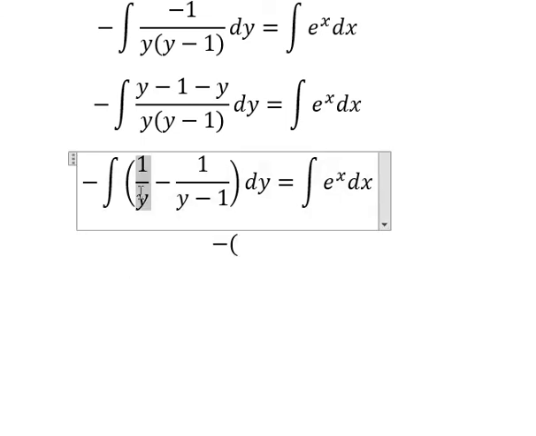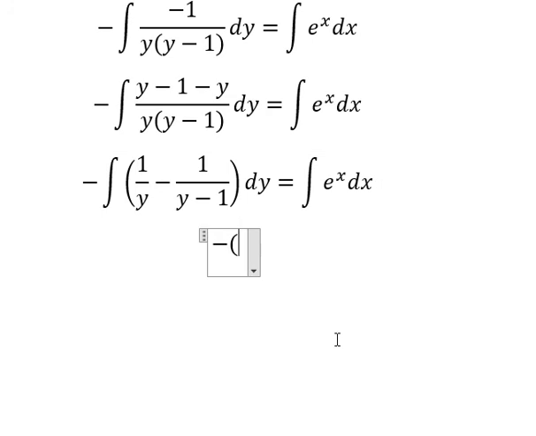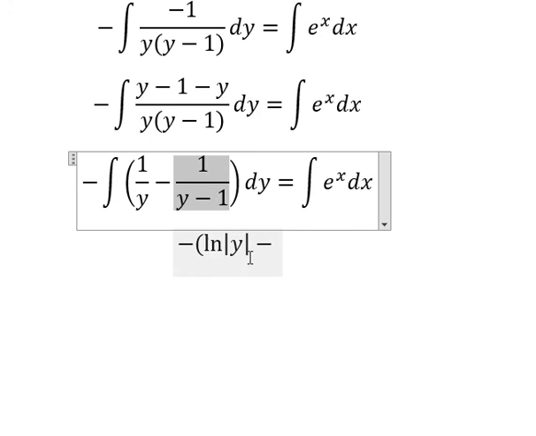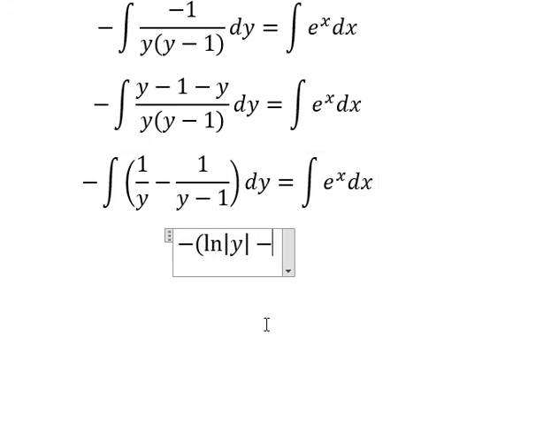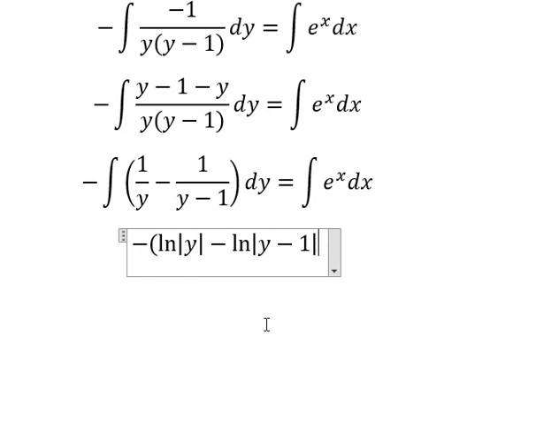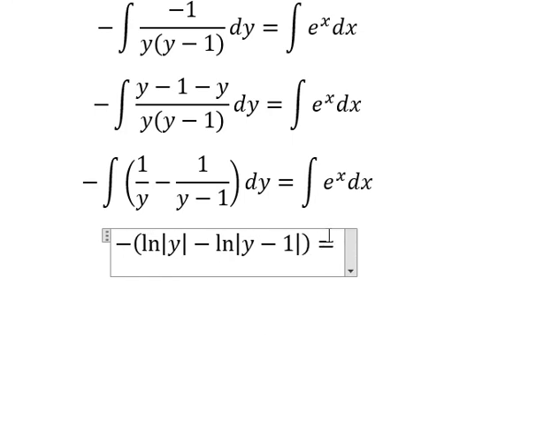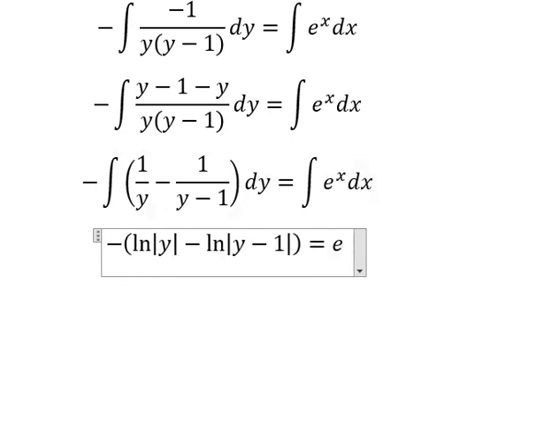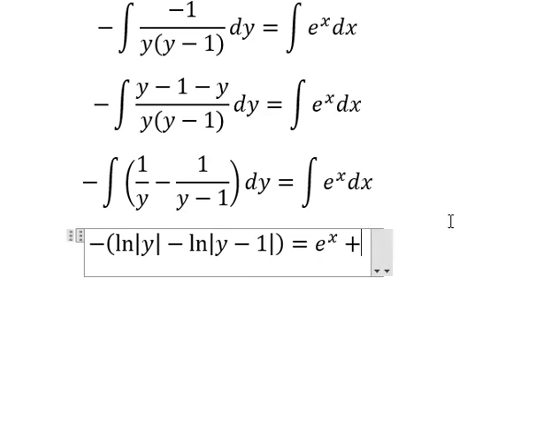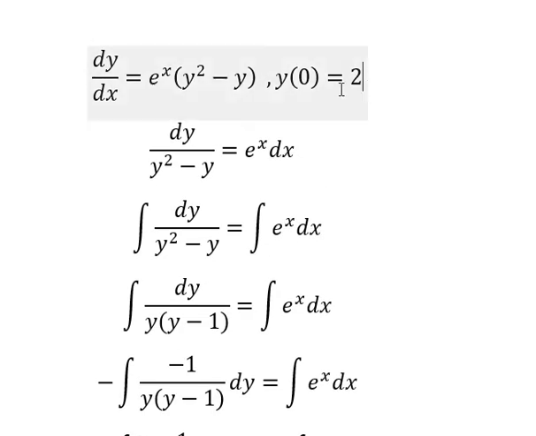The integration of this one, we have ln of the absolute value of y. The integration of this one, we have ln of the absolute value of y minus 1. This one, we have e to the power of s, and I will put c. Now we have the conditions.